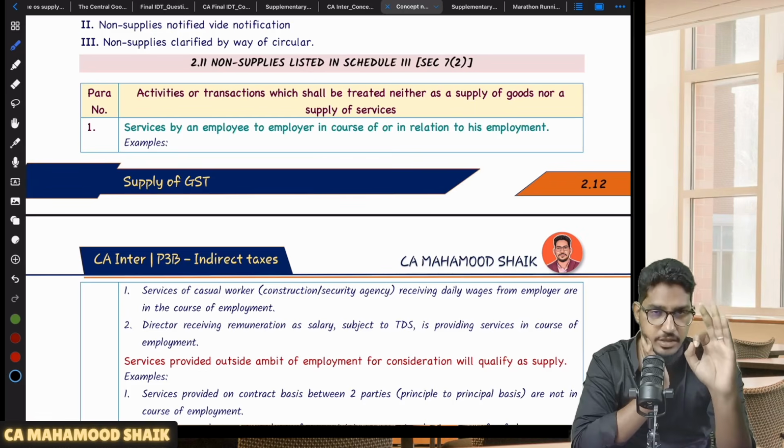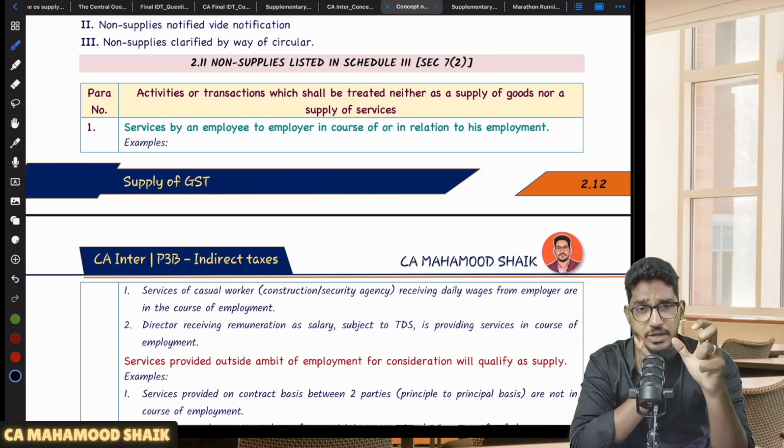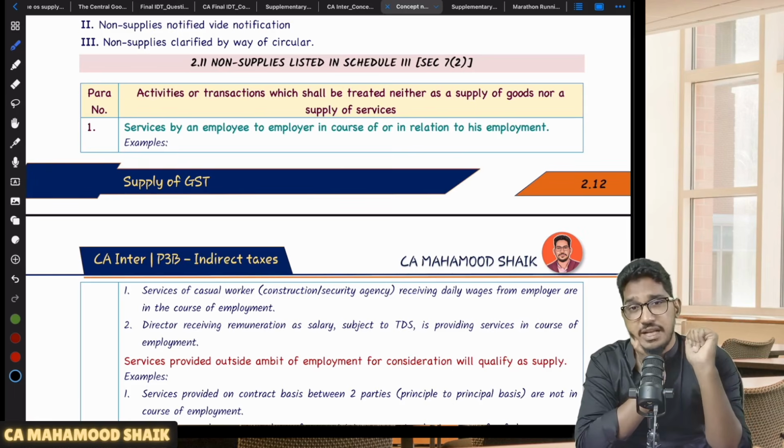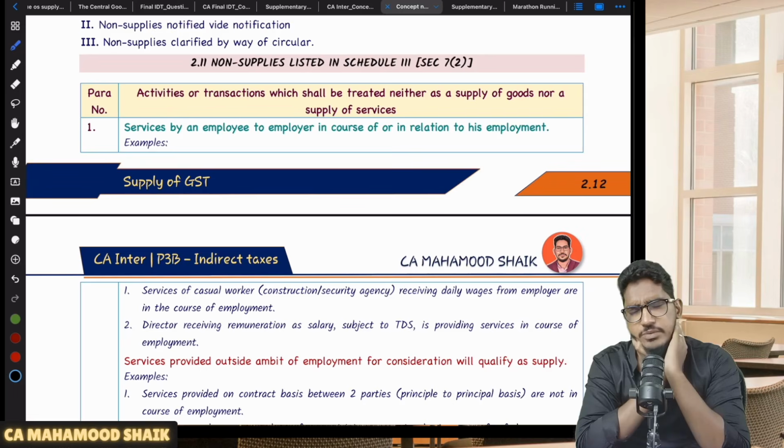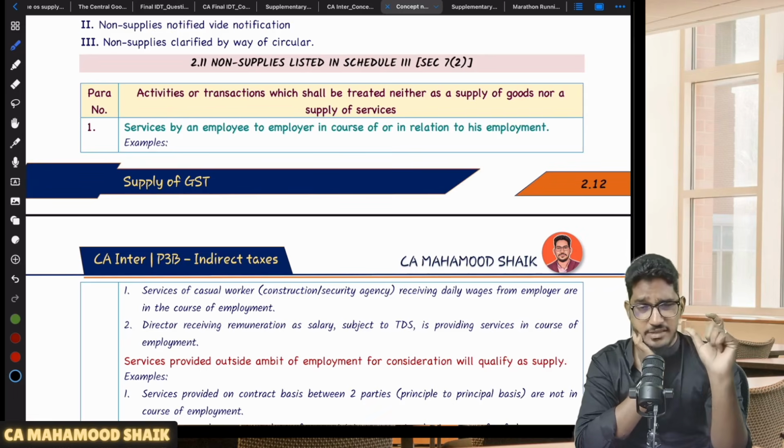But have you ever heard that an employee is collecting the GST along with his salary? Hey, can I say to my employer 1 lakh rupees salary, 18% GST, paid to me 1,18,000? Did you ever hear this scenario?